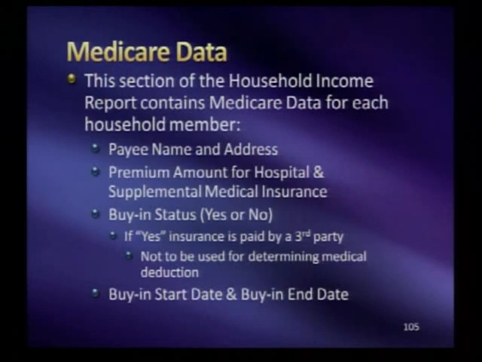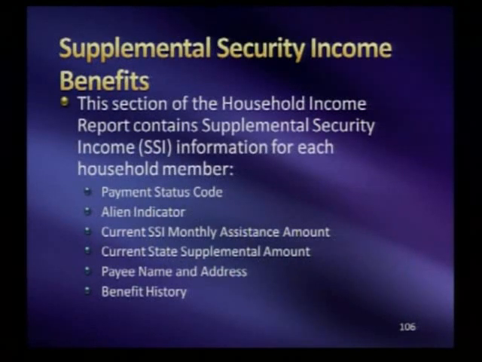Medicare data, we just kind of went over this, but it does give you the Medicare premium insurance information as well as payee name and address. The premium amount for the hospital and supplemental insurance is available, and then your buy-in status, yes or no, and the start and end dates of the buy-in. Your SSI benefits, again, outlining for you the actual payment status code, the alien indicator, as well as the current SSI amount that's paid, along with the payee name and address and benefit history.